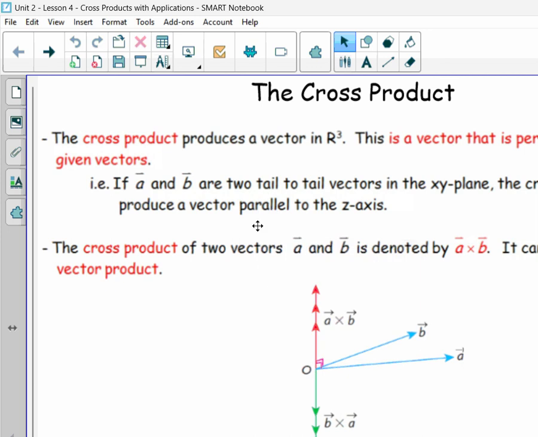In this lesson, we're going to look at our last vector operation. We're going to call this the cross product. The cross product, unlike the dot product, produces a vector. So when we're done this process, we'll have a vector. This vector is perpendicular to two other vectors.